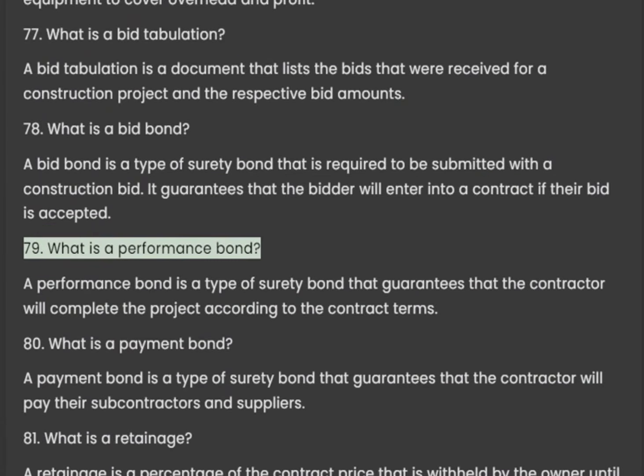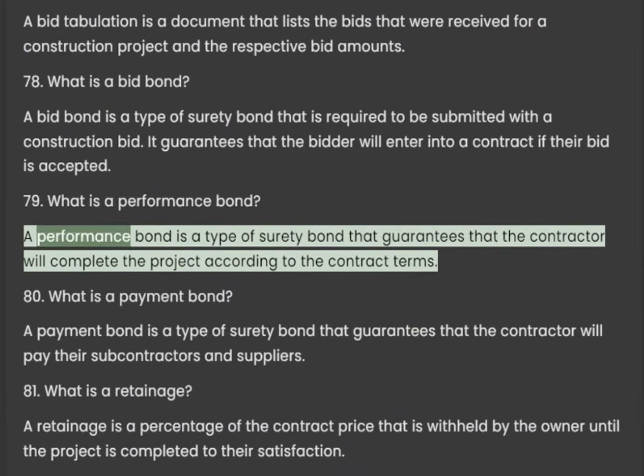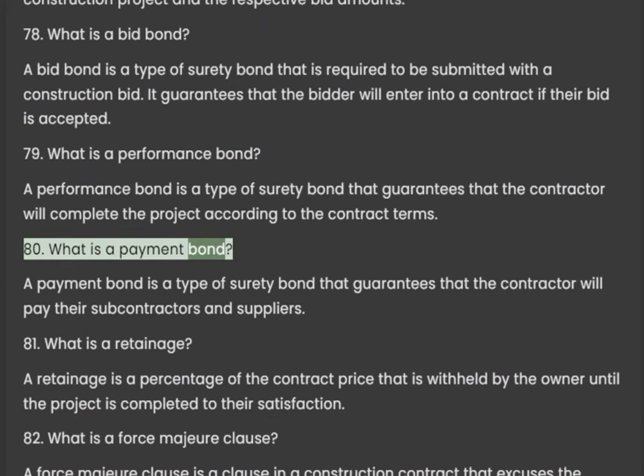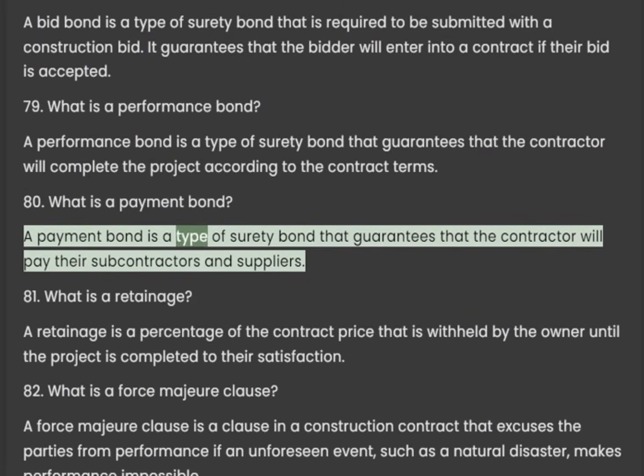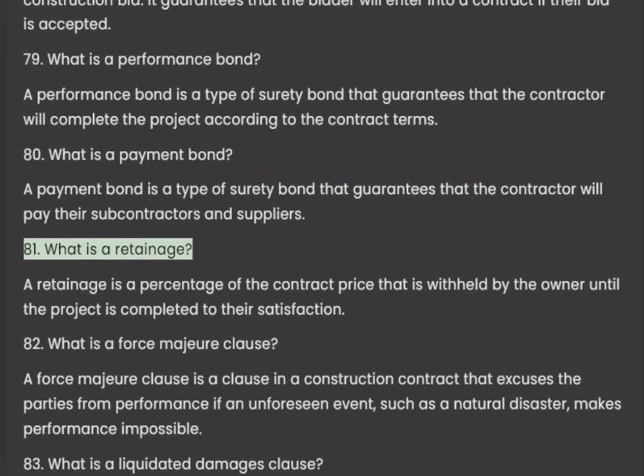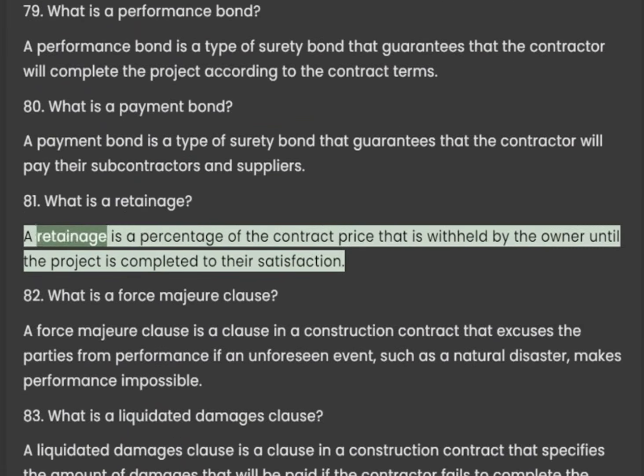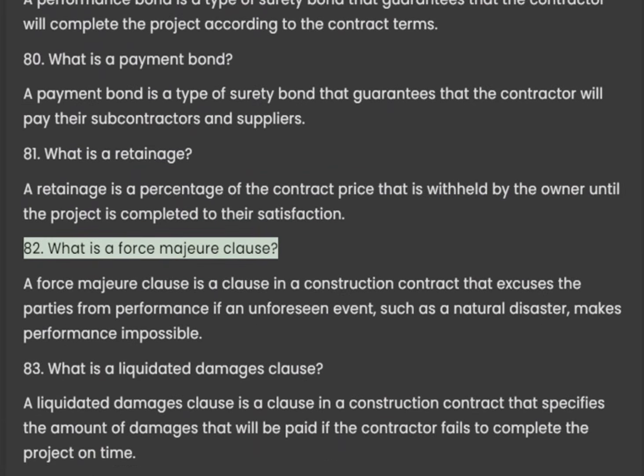79. What is a performance bond? A performance bond is a type of surety bond that guarantees that the contractor will complete the project according to the contract terms. 80. What is a payment bond? A payment bond is a type of surety bond that guarantees that the contractor will pay their subcontractors and suppliers. 81. What is a retainage? A retainage is a percentage of the contract price that is withheld by the owner until the project is completed to their satisfaction.